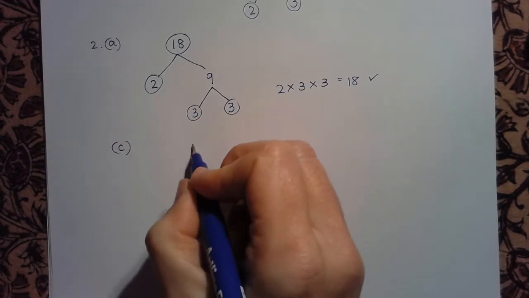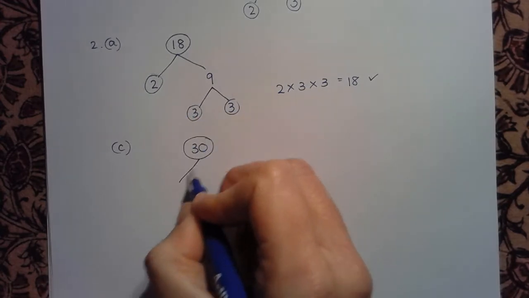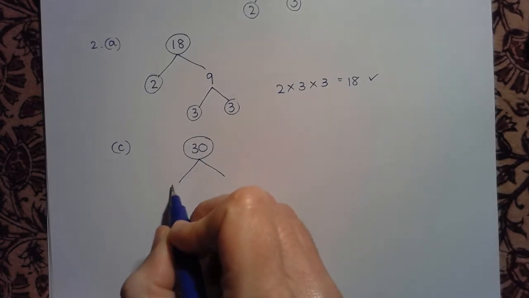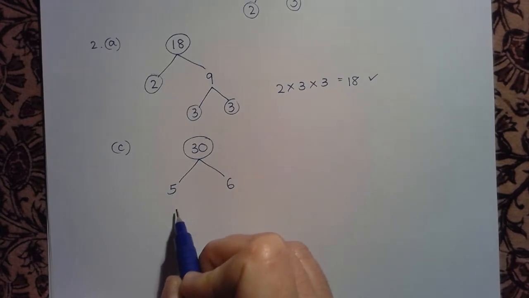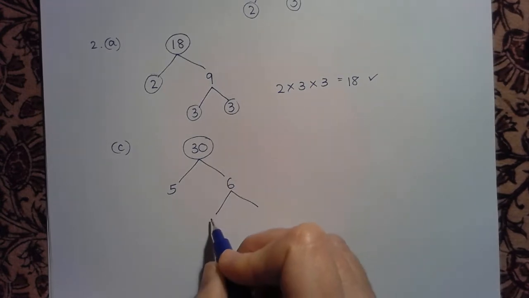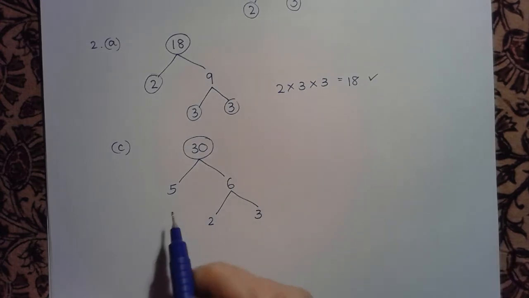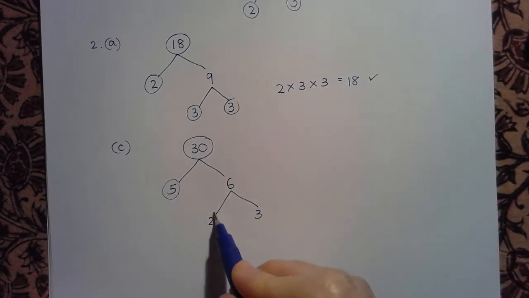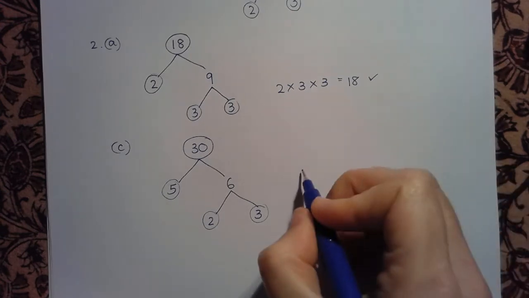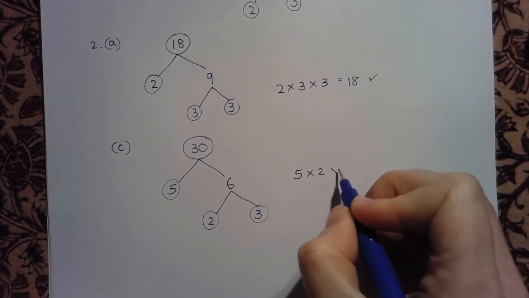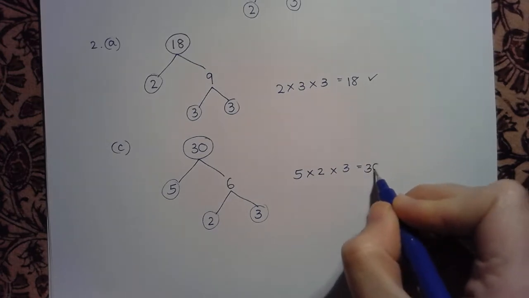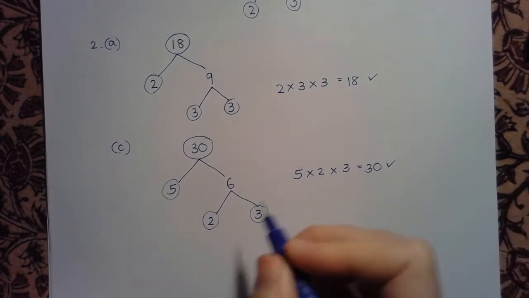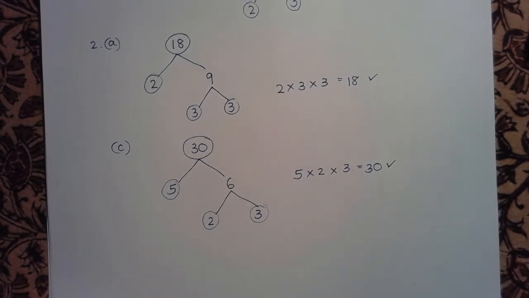So this is 30. I can break up 30 with 5 times 6. 5 is a prime number, so I can't break it up, but I can break up 6 into 2 times 3. So now you're going to say 5 times 2 times 3. So 5 times 2 times 3. 5 times 2 is 10, times 3 is 30. So that's how you got your prime factors, the 5, 2, and the 3 in this question.